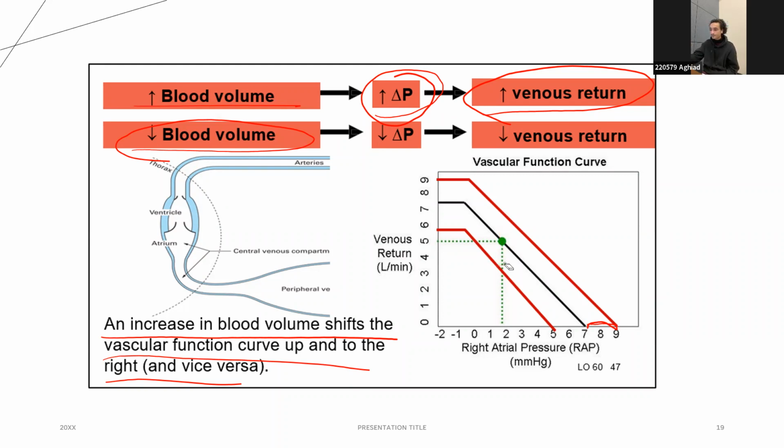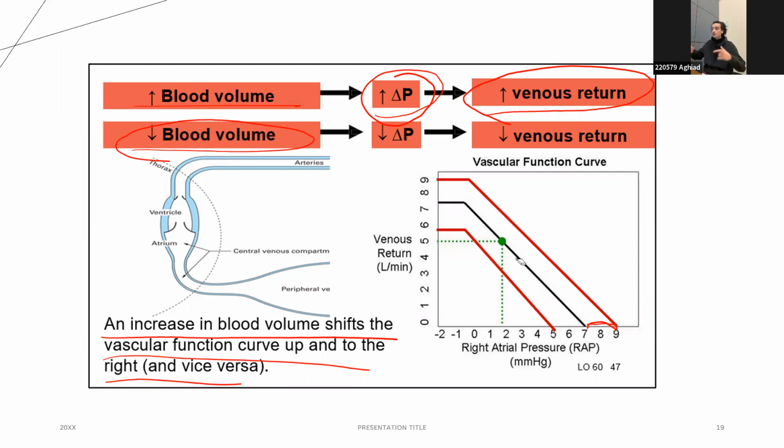Okay, so one more time. Increasing the amount of blood increases the pressure, increases the venous return, right? Because it's a change in the veins, right? Because the veins accommodate for most of the blood in the body. They accommodate for more blood than the arteries.